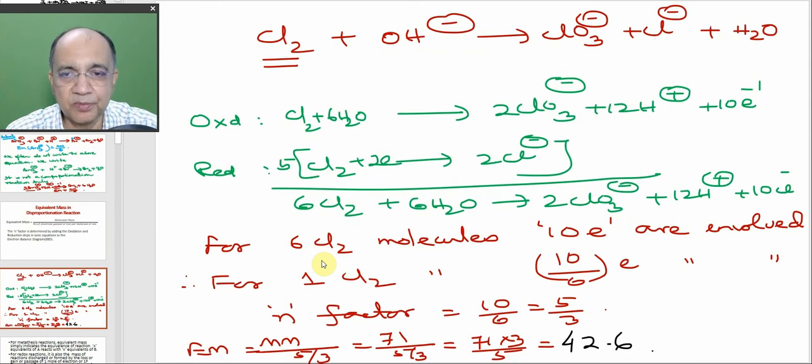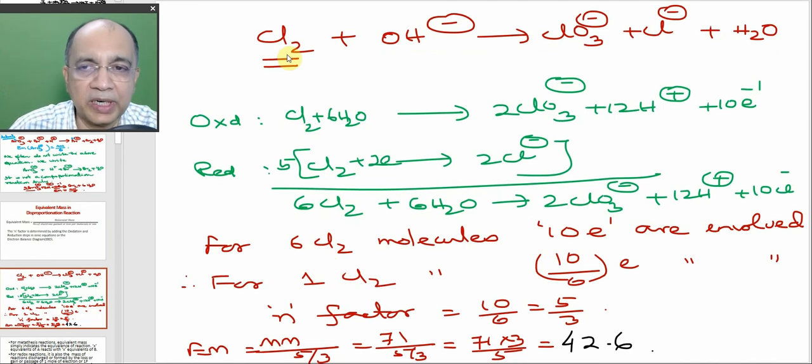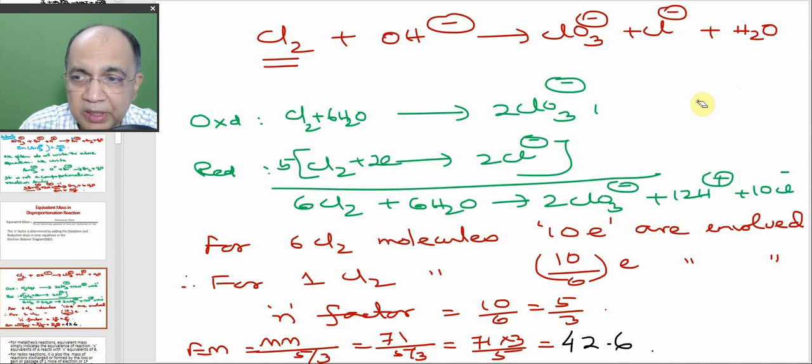See an example. Chlorine in the presence of hot and concentrated alkali gives chlorate ion and chloride ion with water. And if you write down the two steps separately, chlorine giving you chlorate ion. In acidic medium, we cannot do that. I'm sorry, I have done this in acidic medium, so I have to rectify that. This has happened in basic medium. Do you remember how to balance this by the ion electron method in basic medium? So let us do that.